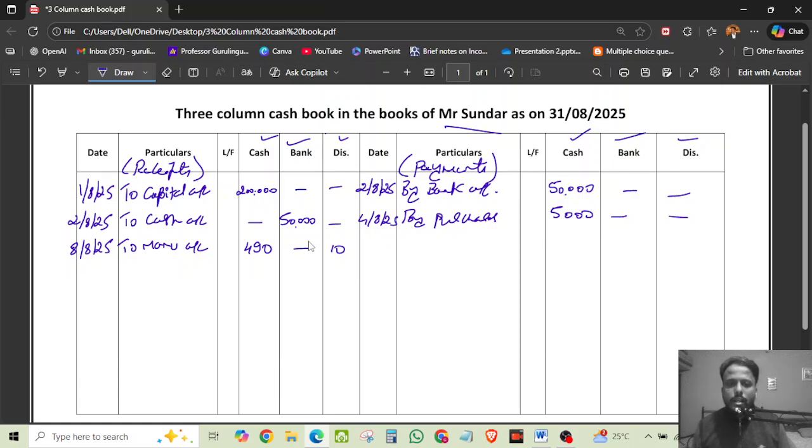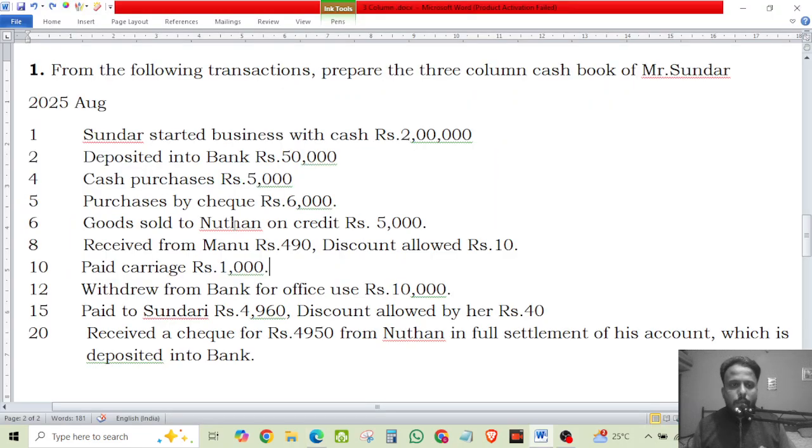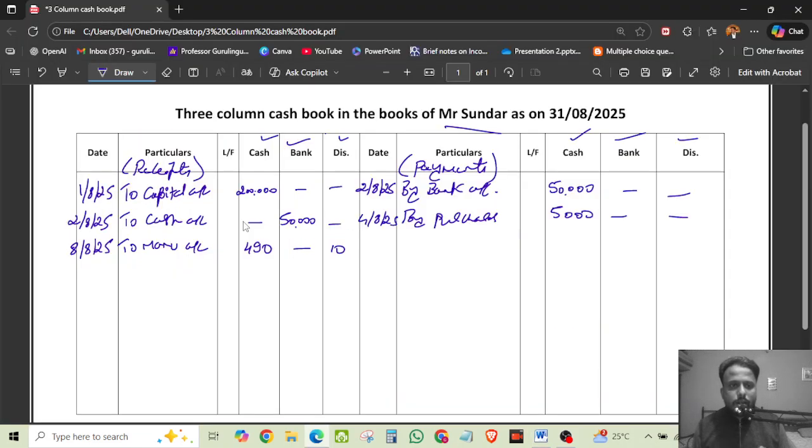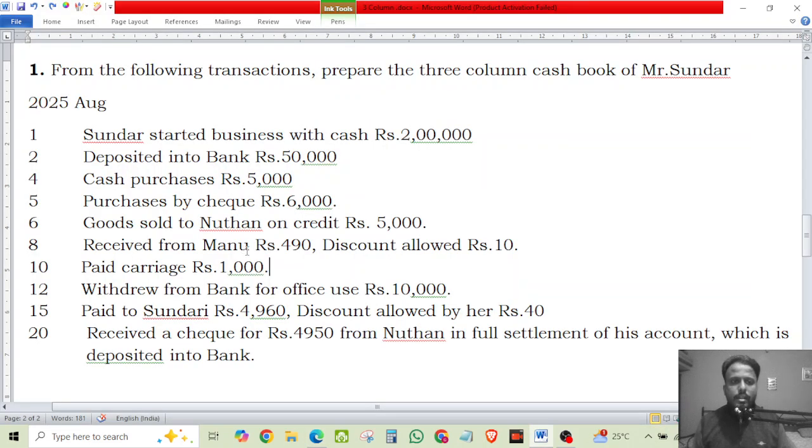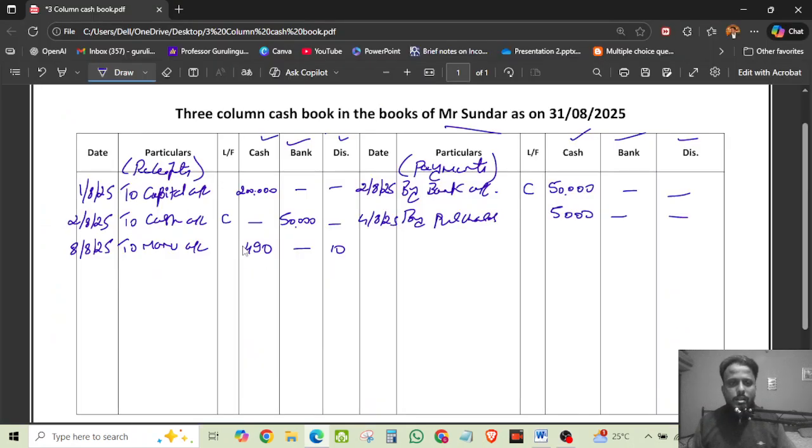Sorry, I did not mention this contra entry deposited into bank, that is on 2nd. We are supposed to mention C and C, that is 2nd date, because this is a contra entry. We have to mention C, that C represents contra entry, in both debit and credit side. So here Manu entry is also done, that is 8. Received from Manu 490 rupees and discount allowed is 10.